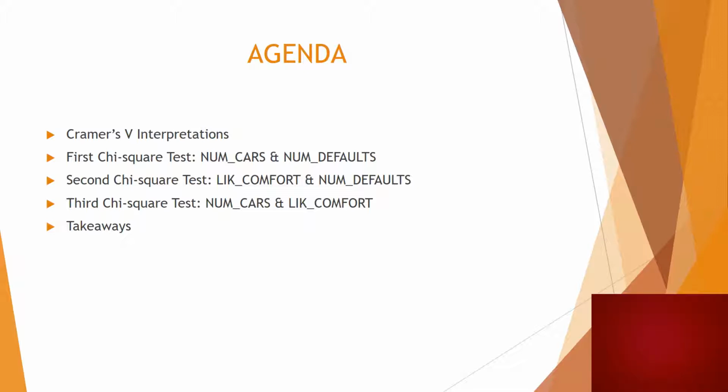So the agenda. First, we're going to talk about Cramer's V interpretations, just give you a table to look at and briefly explain what that is. And then we're going to look at three chi-square tests that we performed on the data.